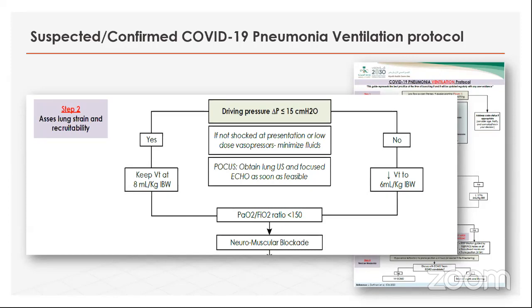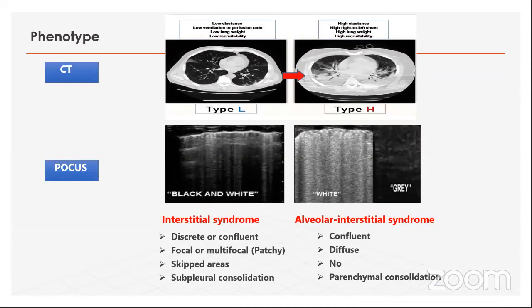Then if you know these two types of lung injury, the ultrasound also has a lot of correlation with the CT scan findings. So it can help us get some idea about the phenotype. These are the predominant features for each one. Still, it is not 100% restricted to each one of them, but it is most of the cases like that.